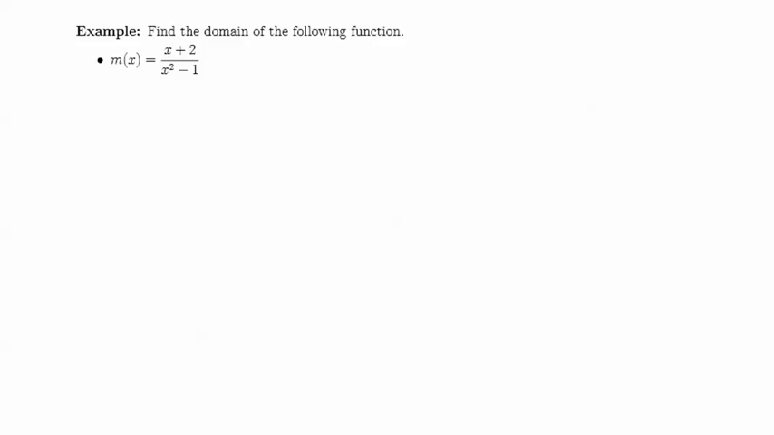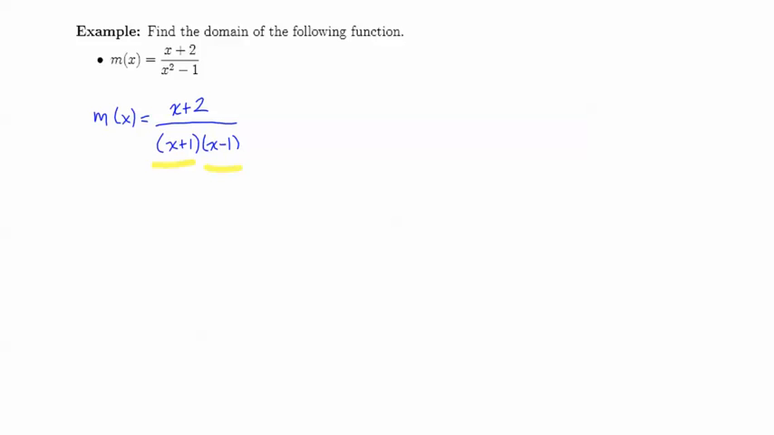So one of the things we can do with this function m is to put it into factored form. So we'll rewrite m of x as the quantity x plus 2 over x plus 1 times x minus 1, and we use the difference of two squares to factor x squared minus 1 there. So as we look at that, we can see that x can't be -1 or 1.